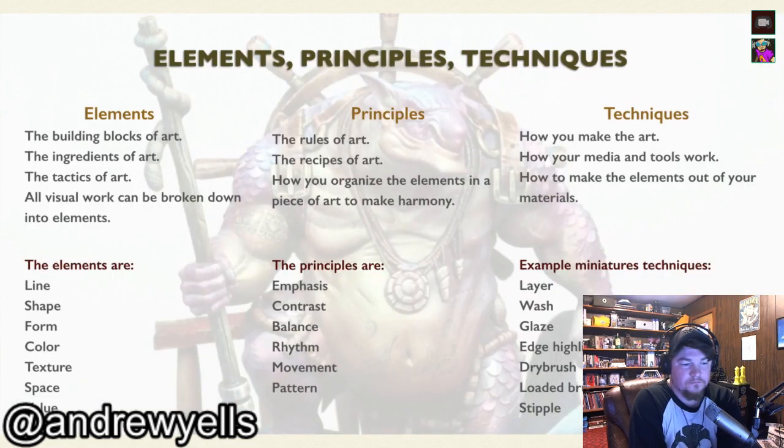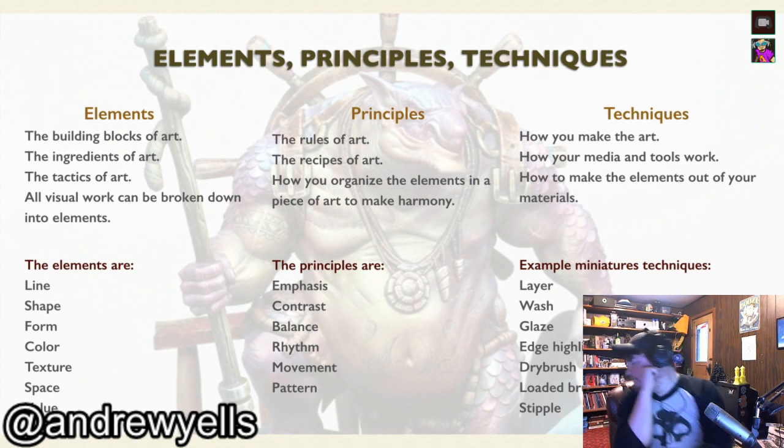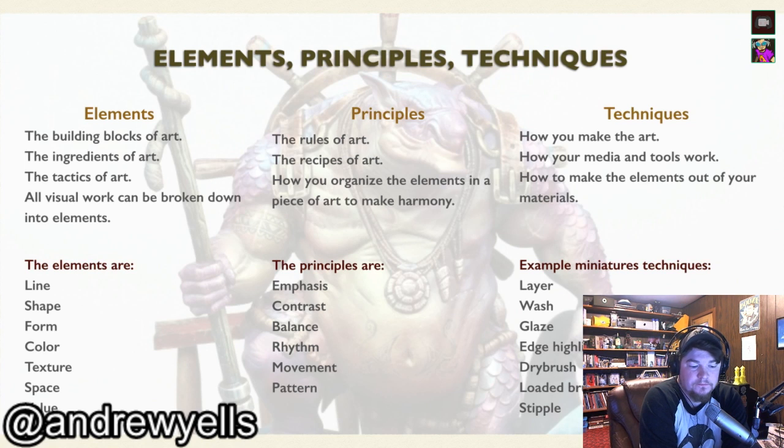Elements and principles and techniques. Elements are your ingredients, the building blocks. They're like the tactics. Principles are the rules or the recipes, how you put those elements together, how you organize all those elements, how you organize your ingredients to make your final dish. Technique is how you do that with your hands. The elements are line, shape, form, color, texture, space, and value, and kind of perspective. We're going to ignore perspective today because that's primarily a 2D technique. We'll talk about it a little bit. Principles are emphasis, contrast, balance, rhythm, movement, pattern, and harmony.